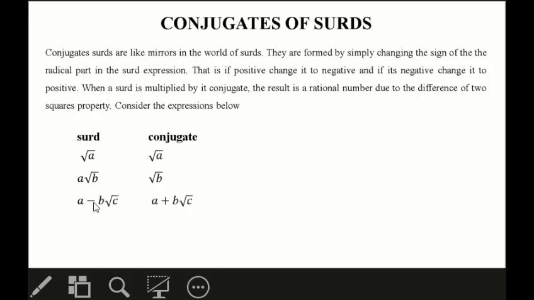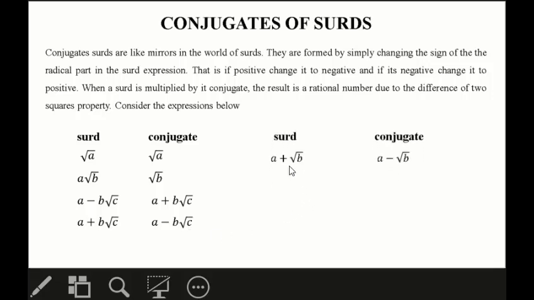When we have A minus B root C, its conjugate is the same expression over here, but this time, the negative sign changes to what? Positive. That is why we have A plus B root C. So the same expression, but negative becomes positive. When I have A plus B root C as my surd, then its conjugate will be A minus B root C.